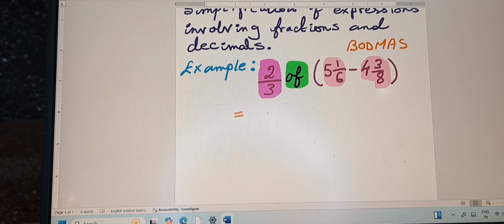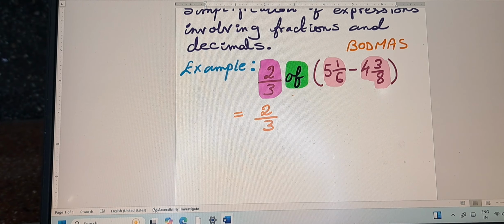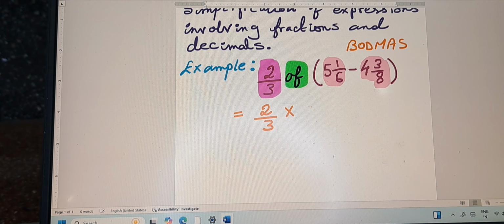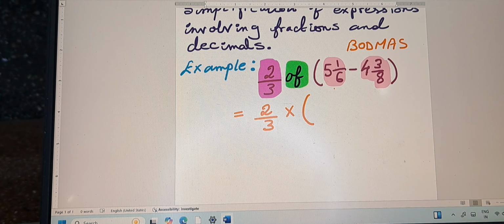Whenever we start solving the sum, we need to put the equal to sign. So 2 by 3, in place of the division sign, we will write multiplication. Now we need to change this mixed number, or mixed fraction, into an improper fraction. Let us find out the value of this mixed fraction as an improper fraction.